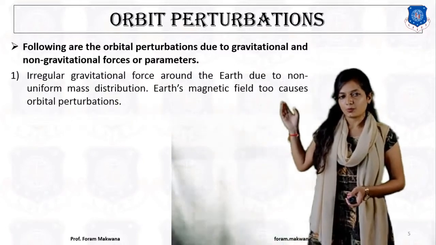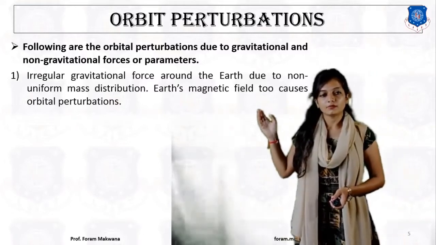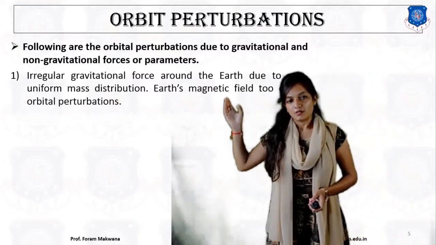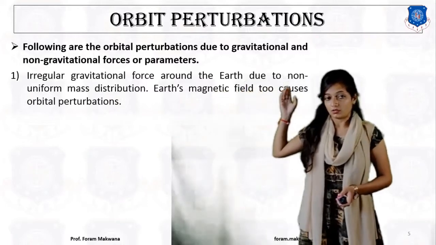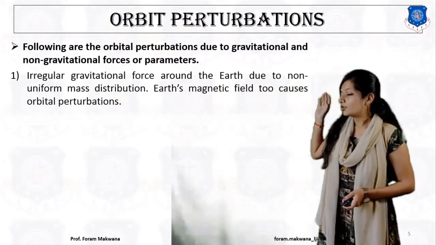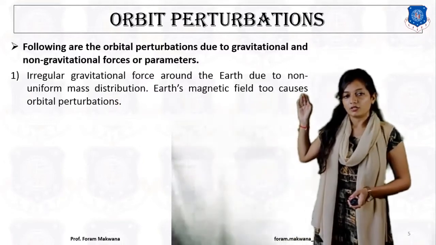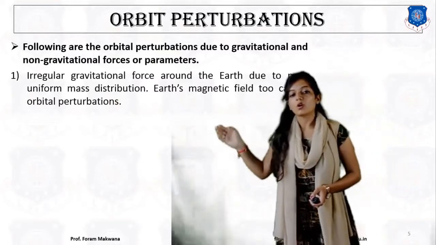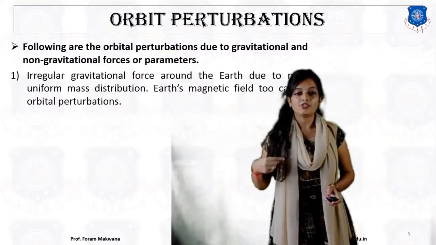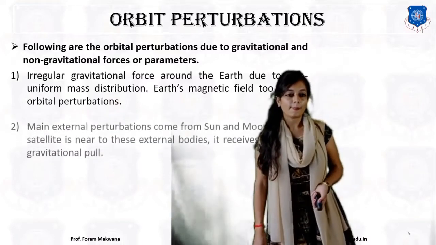So the first point for the orbital perturbation is the irregular gravitational force around the Earth due to a non-uniform mass distribution. So this causes the orbital perturbation. That means a deviation in the position of the orbit. That is called the perturbation.